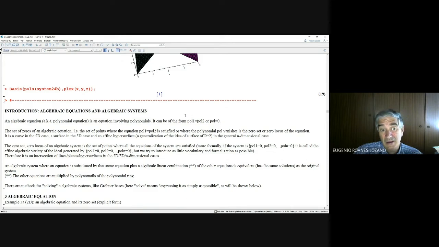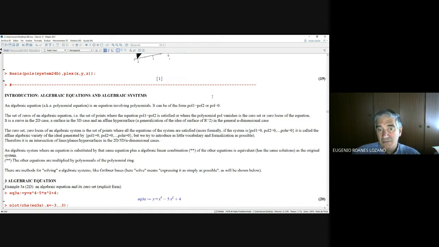An equation in an algebraic system can be substituted by the equation plus an algebraic linear combination of the other equations. An algebraic linear combination is similar to a linear combination, but instead of multiplying by numbers, you can multiply the equations by polynomials. There are methods for solving algebraic systems, like Gröbner basis. And here solve means expressing it as simply as possible, because the situation is not as simple as in the linear case.